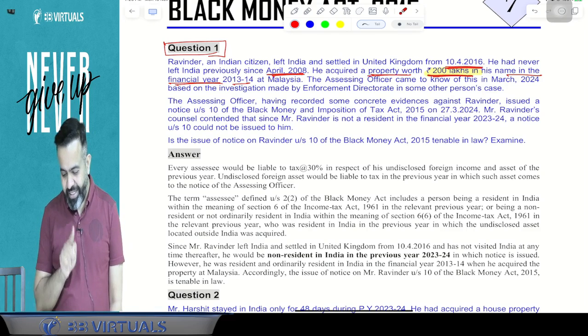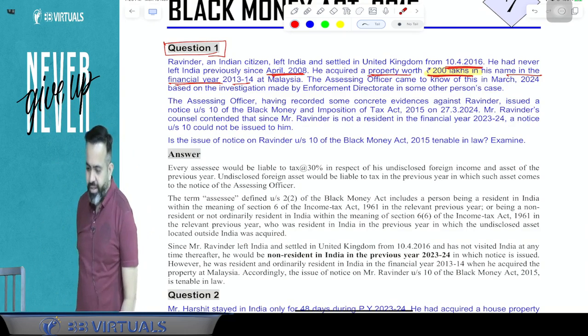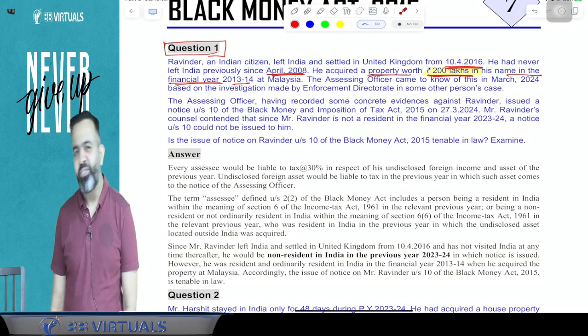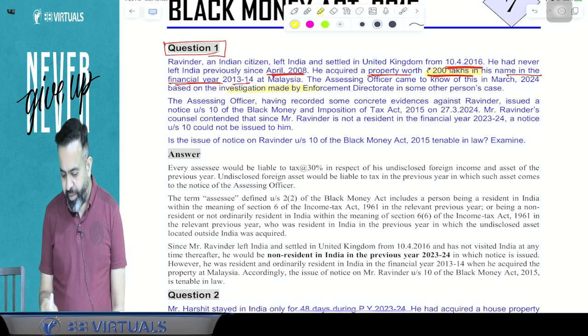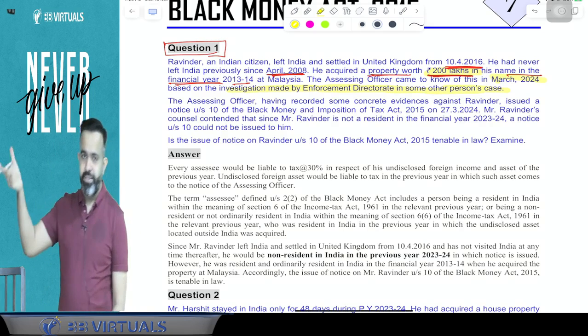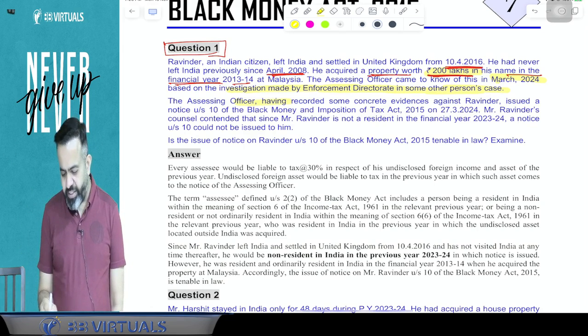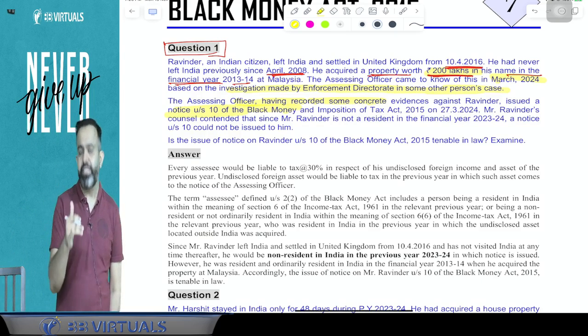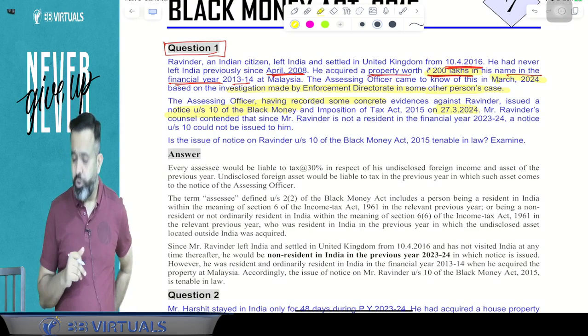So now he is a non-resident, but in the year in which he acquired this property in Malaysia, he was a resident. Now what happened? The assessing officer came to know about this in March 2024, based on the investigation made by the Enforcement Directorate in some other person's case. When ED was investigating some other assessee, they came to know that Ravindra has this asset. The assessing officer, having recorded concrete evidence against Ravindra, issued a notice under section 10 of the Black Money (Undisclosed Foreign Income and Assets) and Imposition of Tax Act 2015 on 27 March 2024, in the current year.